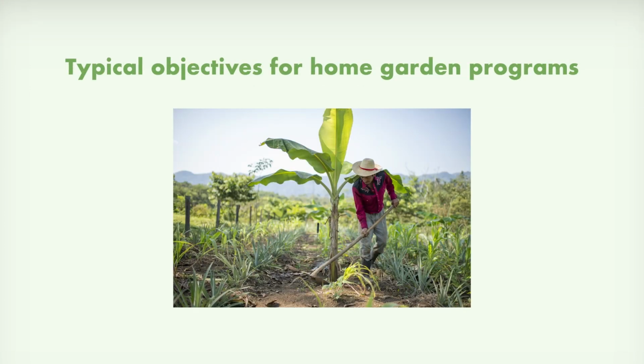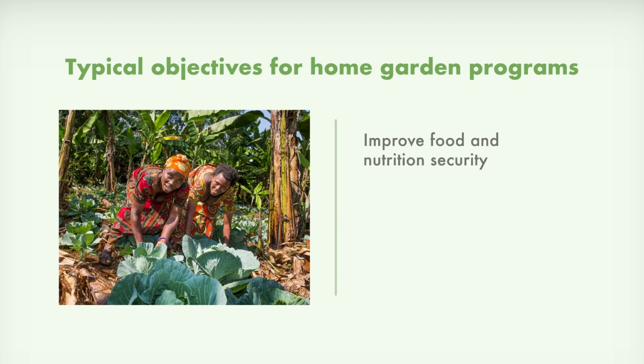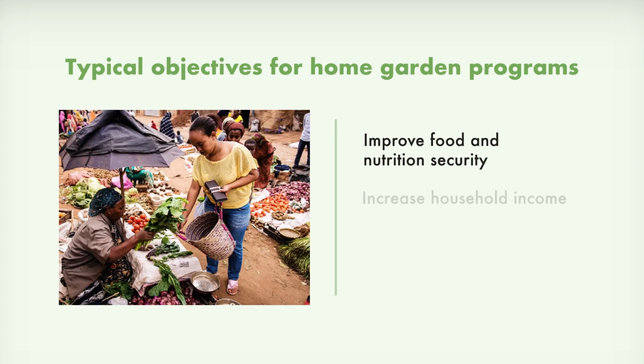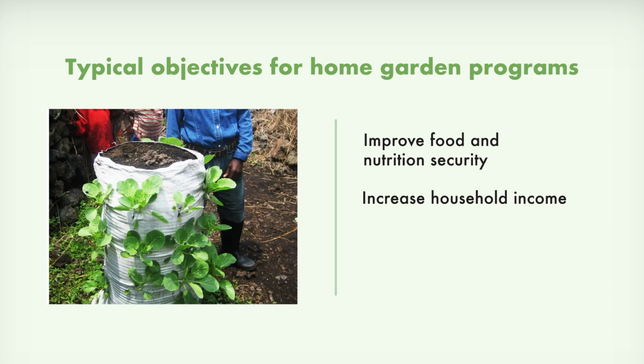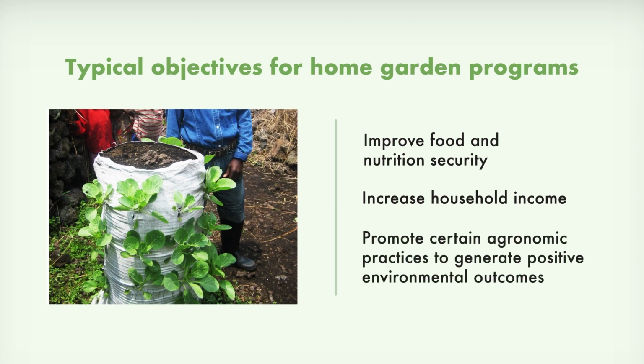Many emergency and development programs promote home garden initiatives. These initiatives have many different objectives. Some try to improve food and nutrition security through household-level production of fruits and vegetables. Others aim to increase household income, assuming the home gardens will produce a surplus of produce to sell. And others promote certain agronomic practices in the hopes of generating a positive environmental outcome.